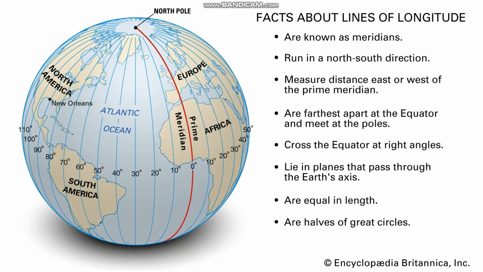And these lines of longitude cross the equator at right angles. And these lines of longitude lie in planes that pass through the Earth's axis. And these lines of longitude are equal in length. While comparing latitudes, the different latitudes have different lengths. But here the lines of longitude are equal in length. And these lines of longitude are half great circles. So if you see one line of longitude, it looks like a semicircle. And if you join two longitudes, it looks like a full circle or the great circle.